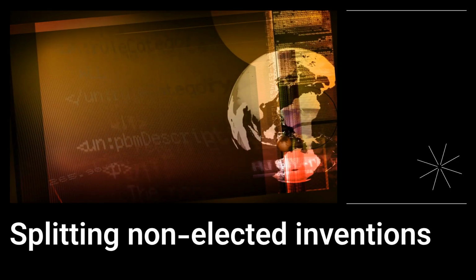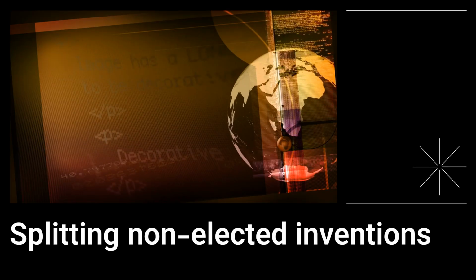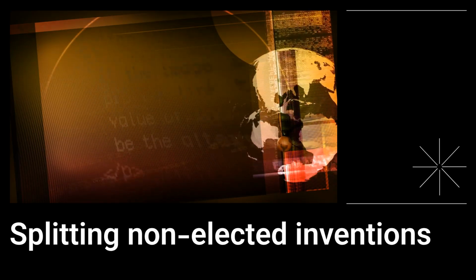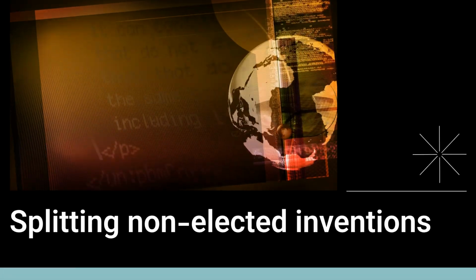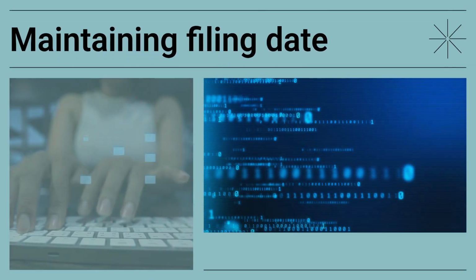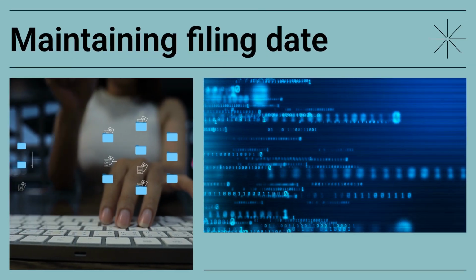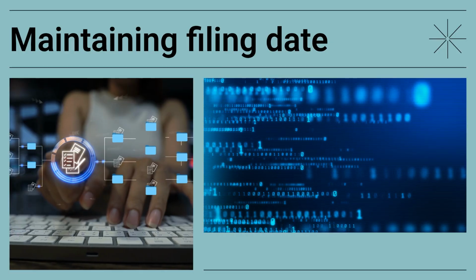A divisional application is filed to pursue those non-elected inventions that were restricted out of the original, or parent, application. Crucially, a divisional application maintains the benefit of the parent application's original filing date, preserving priority.